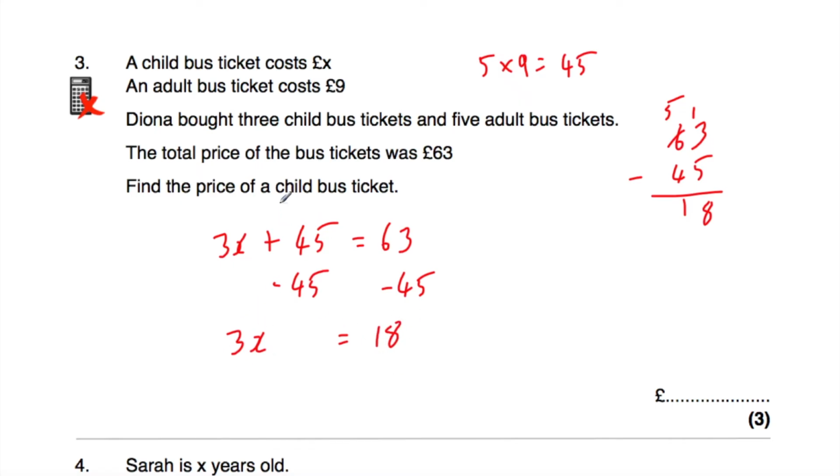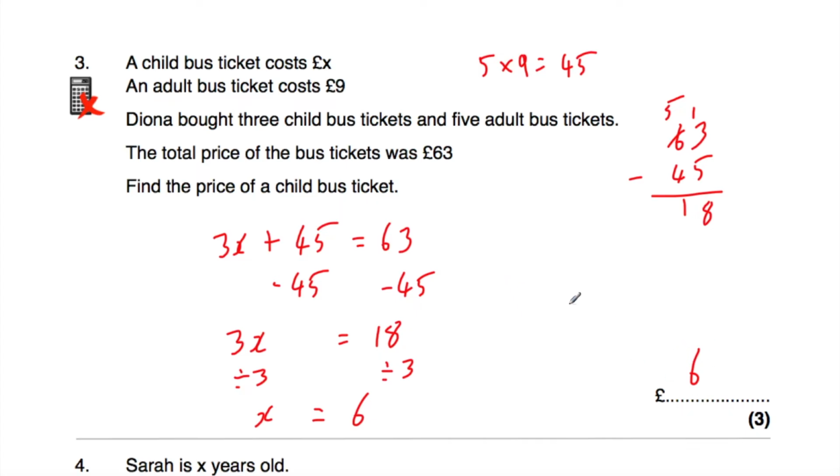We want to find the cost of one of them. The price of a child bus ticket, just the cost of one of them. So we want to find out what x is. So we want to get rid of this multiply by 3. So we're going to divide by 3 and divide by 3. And 3x divided by 3 would be 1x, or just x. Remember, we're dividing by 3 to get rid of the times by 3, so it just leaves us with x. On the right hand side, 18 divided by 3 is equal to 6. So that means the price of a child bus ticket is £6.